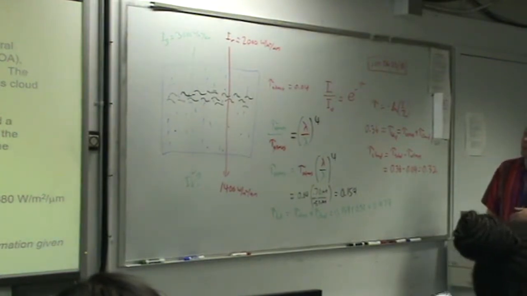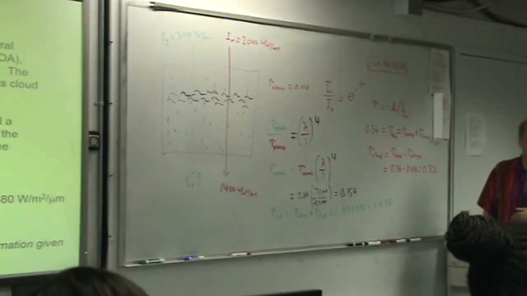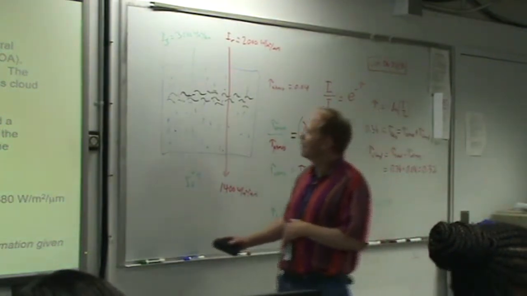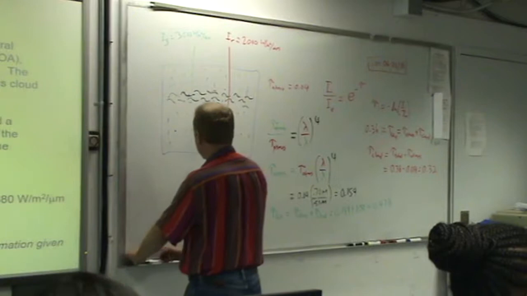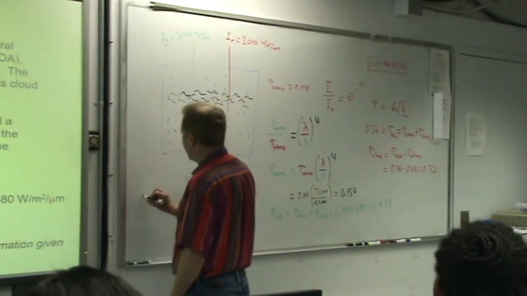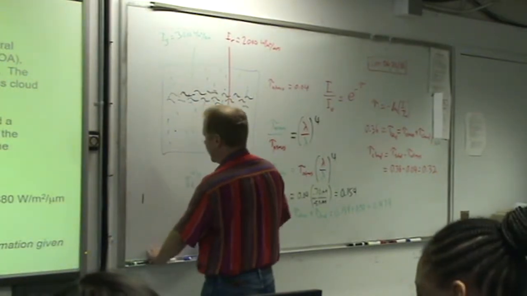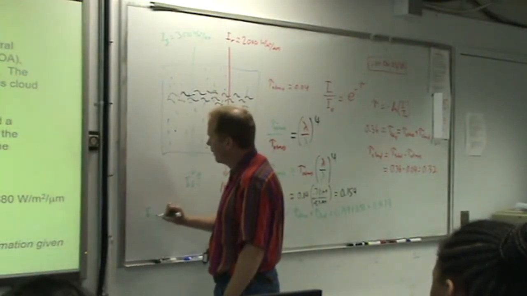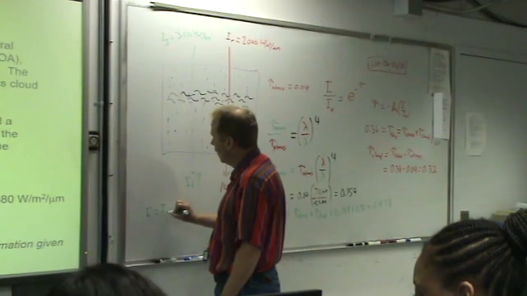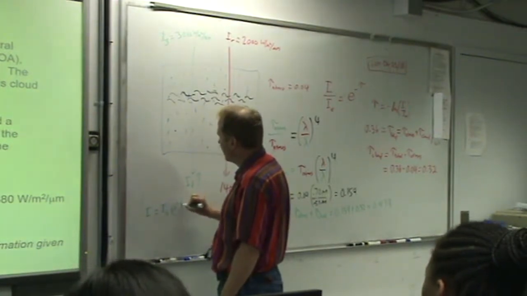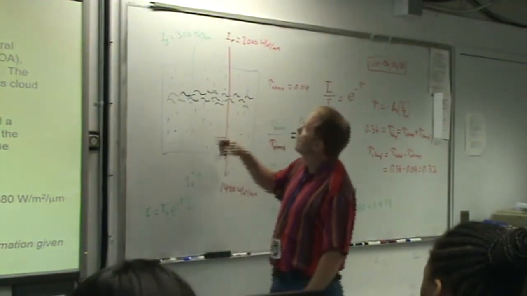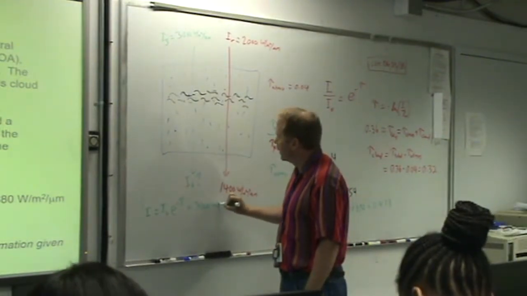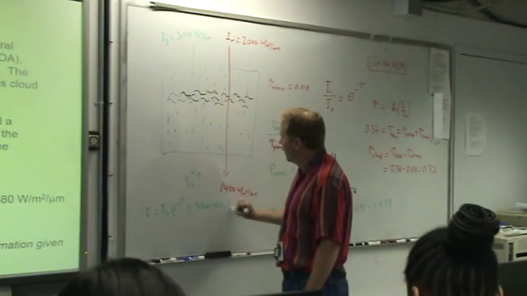I don't have any more, I guess I can get rid of my diagram. So we can say, we're going to be in the green now. I is equal to I0 e to the minus tau, with I0 being 3,000 watts per meter squared per micron.